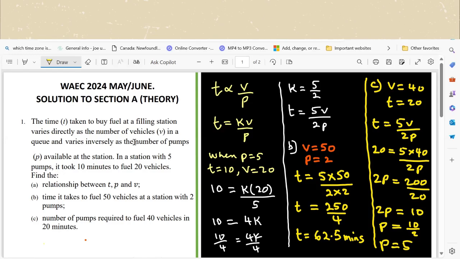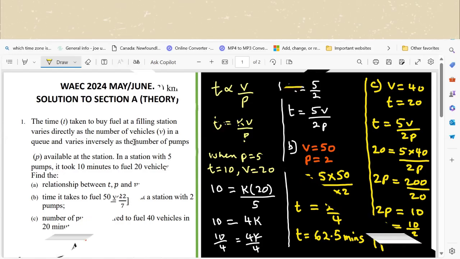And so we've been able to give the answer to question number 1, A, B, and C, and it's clear enough. So let us proceed to the solution to question number 2.